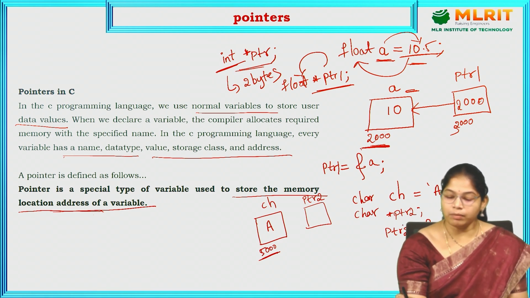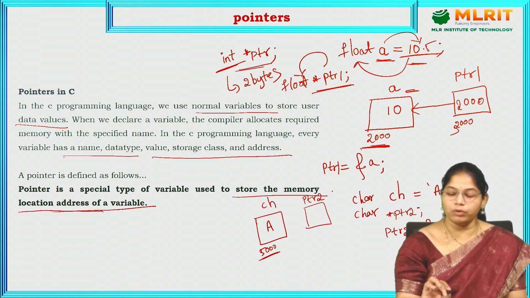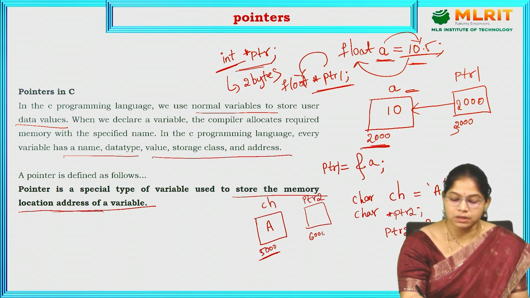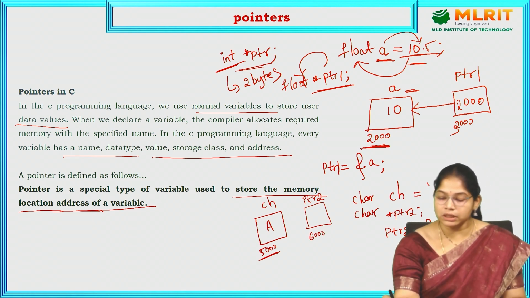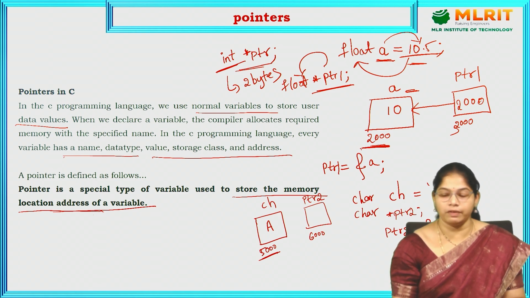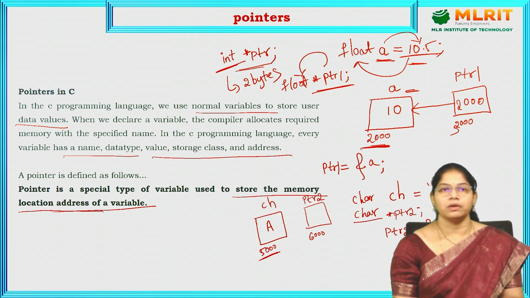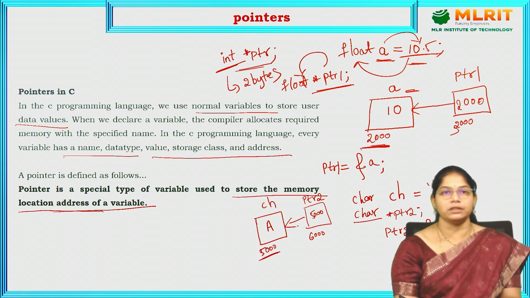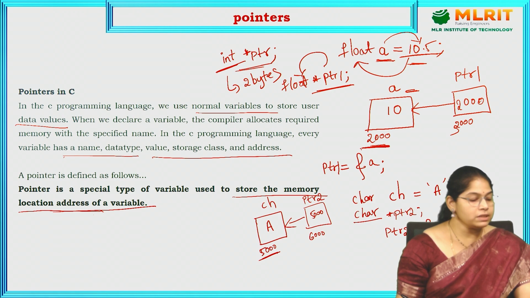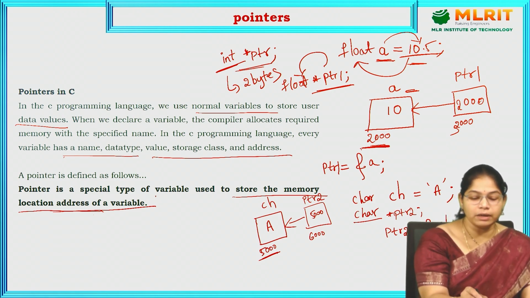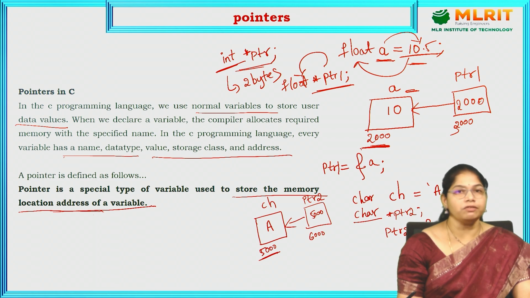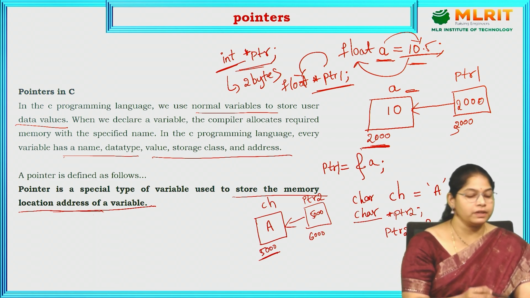So when we declare a pointer, some memory is allocated to this ptr2 also. It is also having some address. Let us suppose it is 6000. But what does it store? It stores the address of another variable whose data type is character. So here it stores 5000, so it is pointing to here. So what is a pointer? A pointer is a special type of variable used to store the address of another variable of the same type.